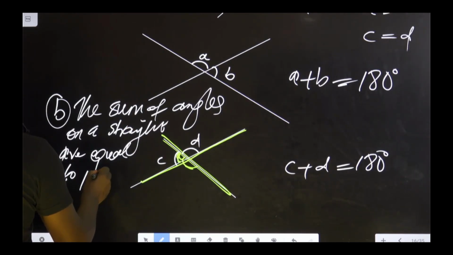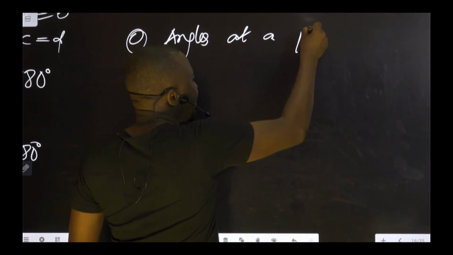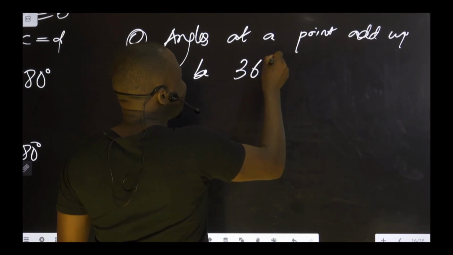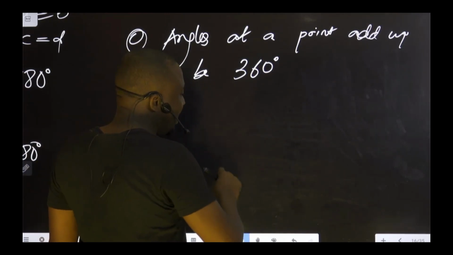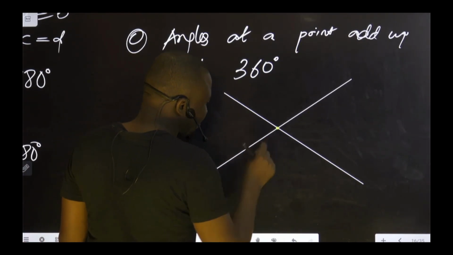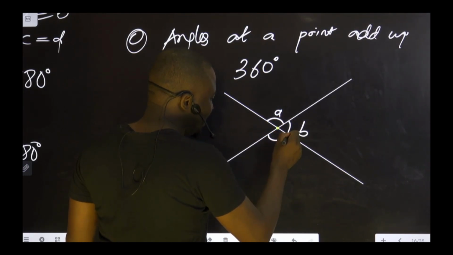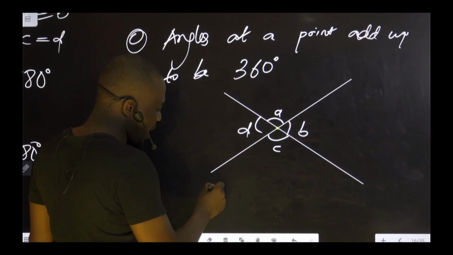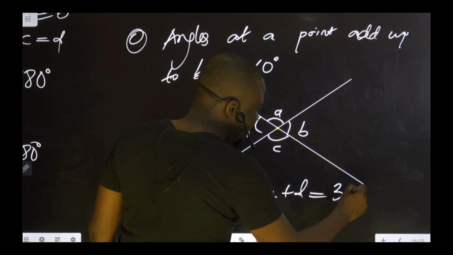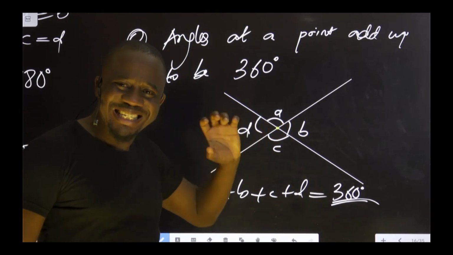The C part of it: angles at a point add up to 360 degrees. So if this is a line, this another line, you agree with me that here is a point. If this angle is A, this is B, this is C, this is D, then A plus B plus C plus D equals 360 degrees. Okay? The sum of angles at a point is equal to 360 degrees.